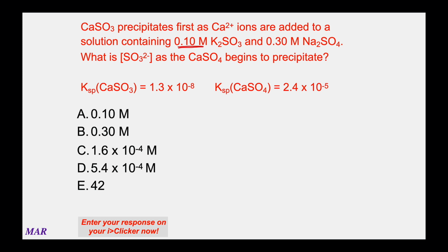So this question is saying, what is the sulfite concentration when the other compound with sulfate begins to precipitate? The answer will be a number less than 0.1, okay? And you can actually calculate it. You'll need the calcium ion concentration required to make calcium sulfate precipitate out. So anyway, see if you can make sense of all of this. It's going to be one of the answers listed right there, and no, it's not 42.